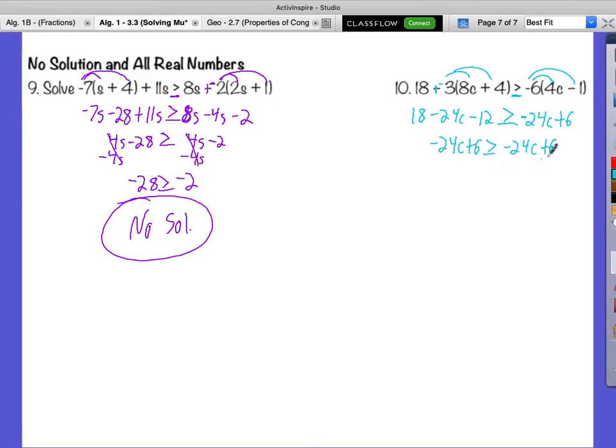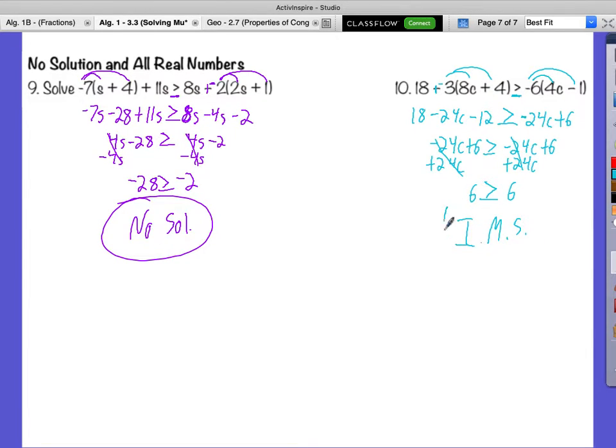Well, we might notice, hey, these are the same. Let's be careful, though, before we just make a conclusion. Let's add these 24c's to both sides. Let's get rid of those first before we make a conclusion, or reject the conclusion. Exactly. 6 is greater than or equal to 6. Is that true? Yeah, that is true, because even though 6 isn't greater than 6, it's equal to it. So 6 is greater than or equal to 6, so this is infinitely many solutions.